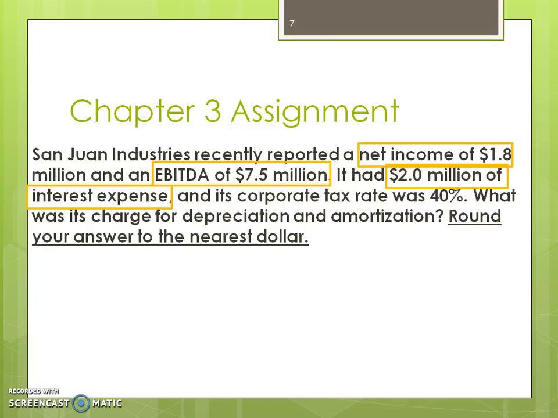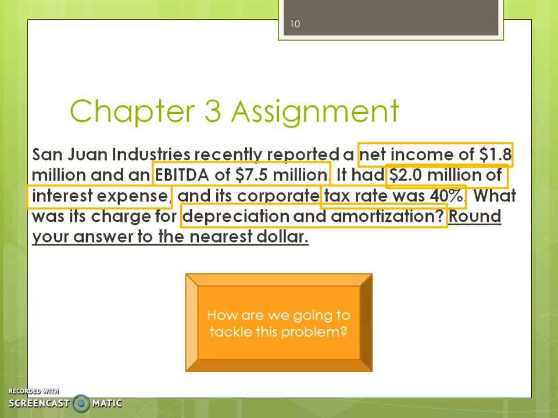So by this time, I can get an idea of what resource I may need to solve this problem. All of these items can be found on one statement. Do you remember which statement? That's right, the income statement. So maybe it has something to do with the income statement. Let's continue on with the problem. So tax rate is another thing that pops out. And then last but not least, it's asking for depreciation and amortization.